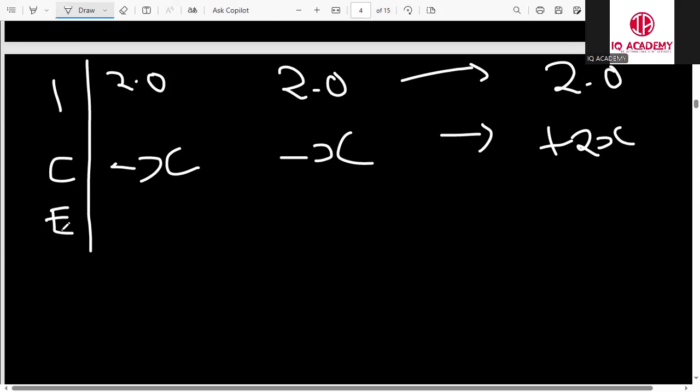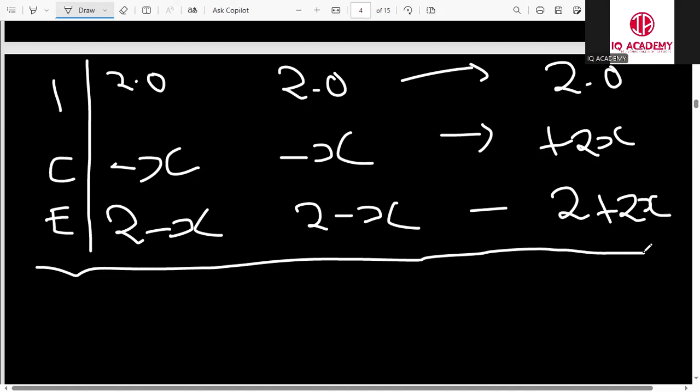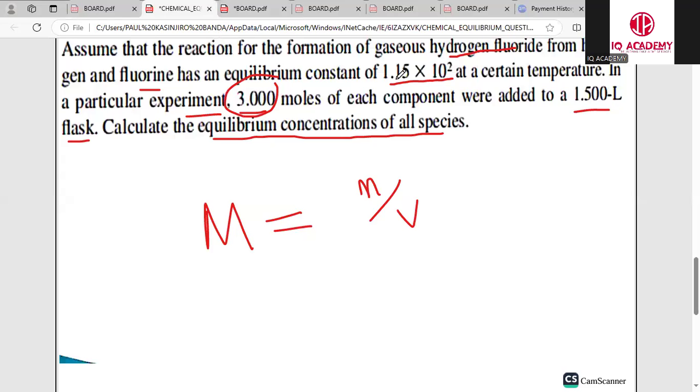And then from here, we can get the equilibrium concentration. So the equilibrium concentration here will just be 2 minus x. Even here, it will be 2 minus x. And then there, it will be 2 plus 2x. Okay, so remember I said when you're finding the equilibrium constant, you always use the concentrations at equilibrium. So we found the concentrations at equilibrium in terms of x. And then we can use the value of the equilibrium constant to find the value of x.